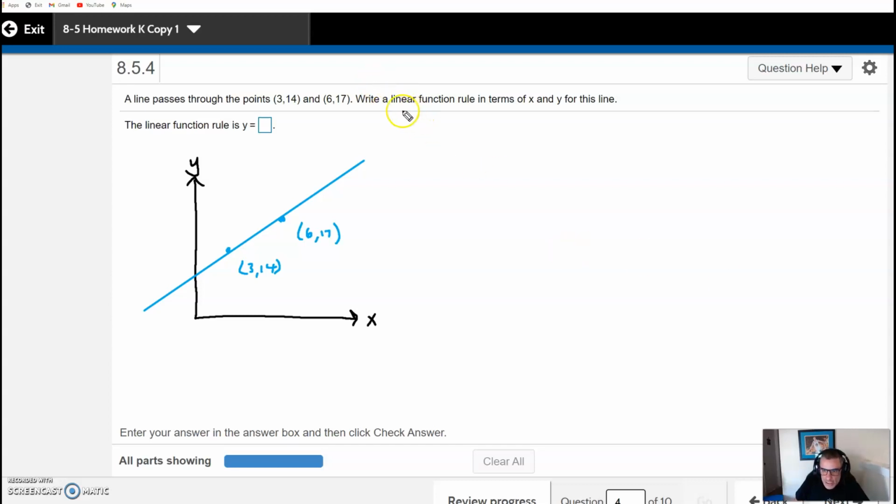Okay, when they say linear function rule, that is just a synonym for equation. Okay, so they want to write the equation for this line, and we know that we always write linear equations in the form y equals mx plus b. And in order to write it in this form, I need to know, well, what is m? And then I'll plug it in right here. And I need to know what is b. And I'll plug it in right here.